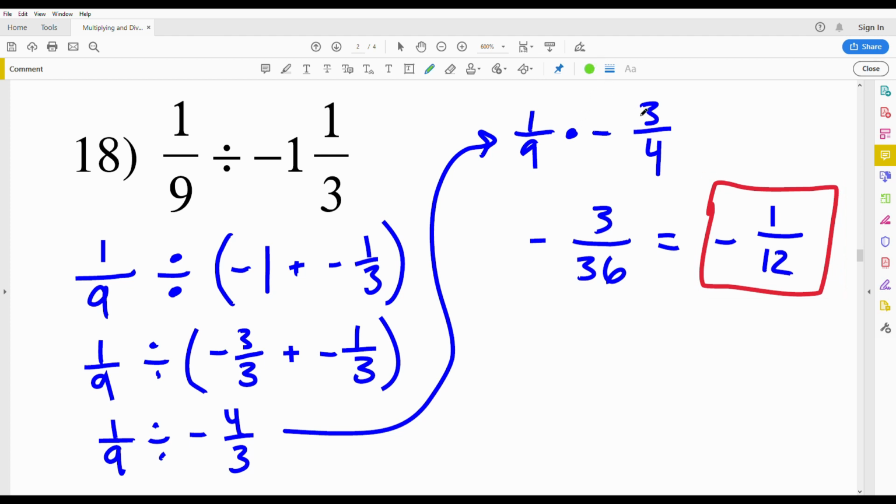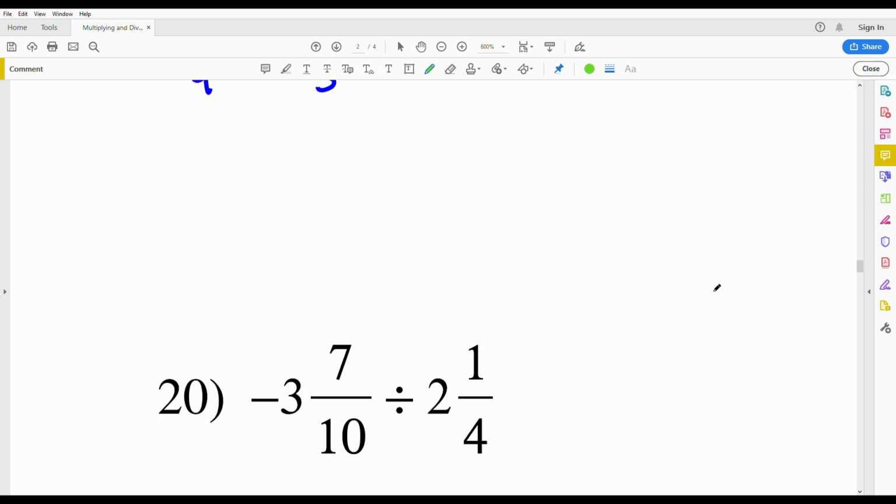And also note that I could have recognized that both 9 and 3 are divisible by 3 at the start, because 1 times 3 is going to be divisible by 3, and if 9 is divisible by 3, 9 times 4 is going to be divisible by 3. So 3 divided by 3 would be 1, and 9 divided by 3 would be 3. 1 times 1 gives me that 1, 3 times 4 gives me 12, and it's negative. Let's move on to number 19.